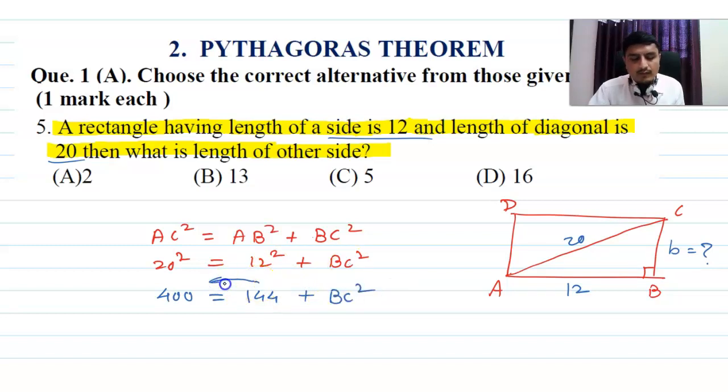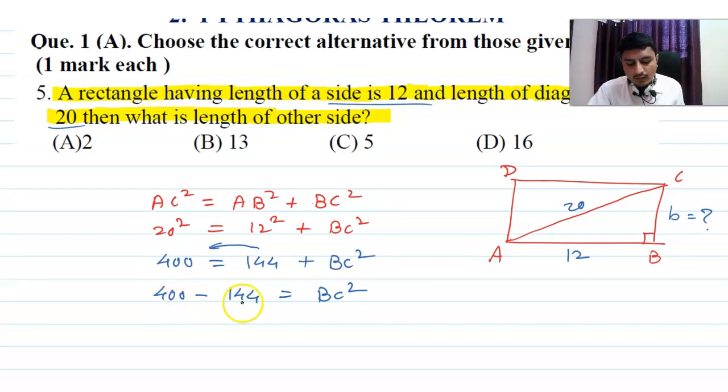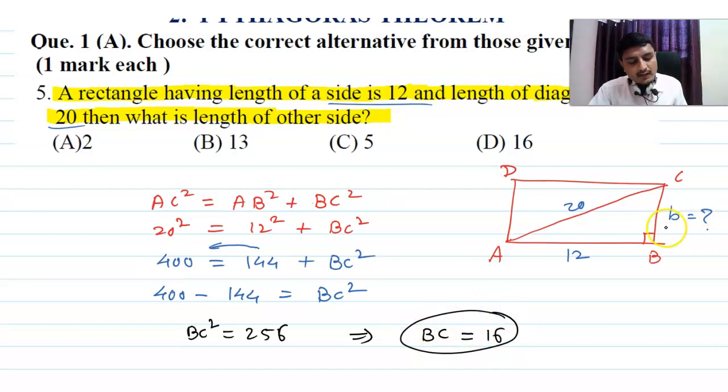Now to evaluate the value of BC square, we are shifting 144 from RHS to LHS, so that we are getting 400 minus 144 to be equals to BC square. So now 400 minus 144 becomes 256. So the value of BC square is 256. After all, taking square root on both sides, we are getting square root of BC square is BC, square root of 256 we have 16. So the other side of a rectangle, that means we can say the breadth of the rectangle is 16. So the correct choice code we have D as 16.